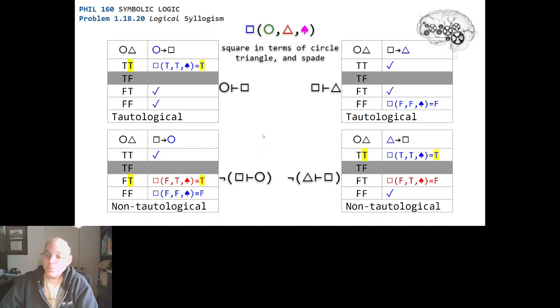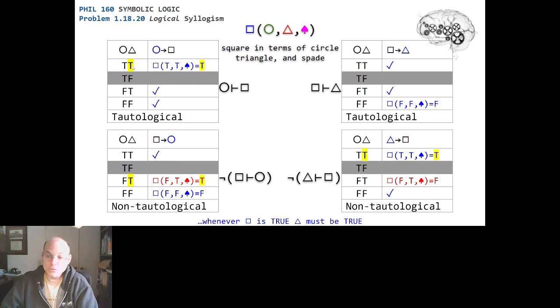Now, one thing that we notice is that to help us along, because we need to invent a sentence based on now circle, triangle, and spade that will meet all of these requirements, these 4 requirements, given the 2 conditions that we previously had. So to help us think about how that sentence might look, we make an observation that whenever the square is true, it's the case that triangle must also be true.